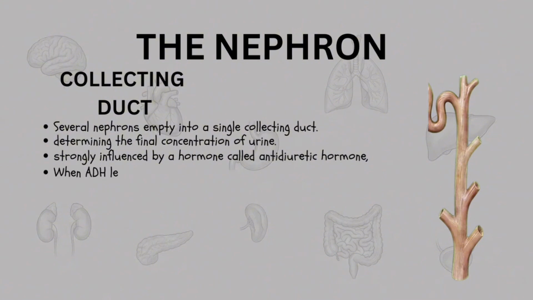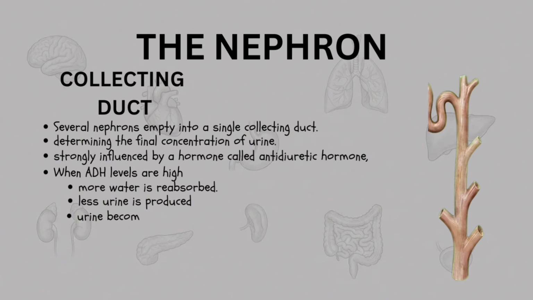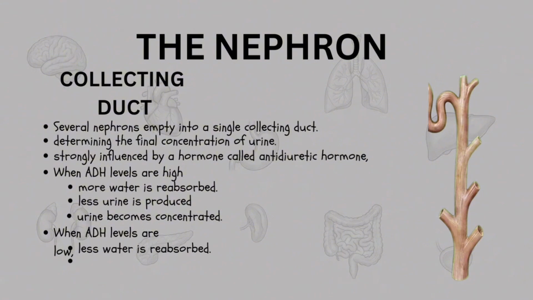When ADH levels are high, more water is reabsorbed. As a result, less urine is produced and the urine becomes concentrated. When ADH levels are low, less water is reabsorbed. As a result, more urine is produced and the urine becomes dilute. This is why you urinate more after drinking large amounts of water.